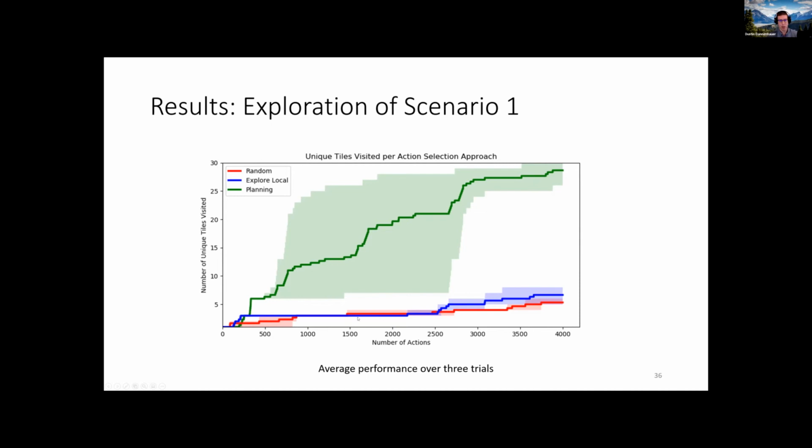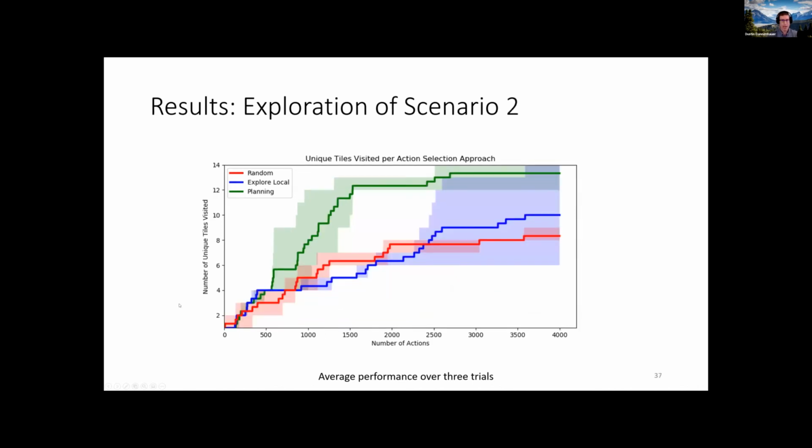The random and explore local agent, we thought the explore local agent might do a little better, but it turns out it's not too much better. It starts to pick up ahead a little bit here, but otherwise it's pretty similar to the random agent. Now for scenario 2, because there's more starting options in the beginning, kind of all agents pick up a little faster, but still we see a similar thing where the planning agent is able to move ahead much more quickly and visit new tiles.